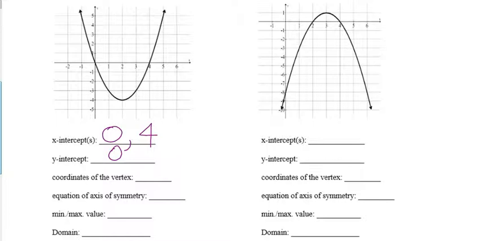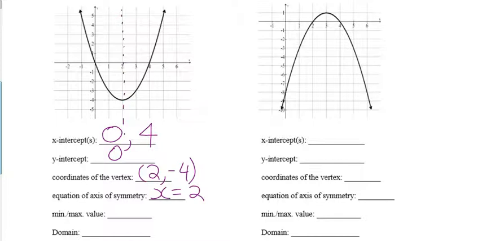Coordinates of the vertex, what are the coordinates of the vertex? 2 and negative 4. Okay, that one we do put in parentheses because it is an ordered pair, right? It's a point. It has coordinates. The equation of the axis of symmetry. X equals 2. So the axis of symmetry is a vertical line that passes through the vertex. Okay, it has an equation which is x equals 2. So for that, we can't just write down 2, right? It's an equation. So it's got to be in the form y equals or x equals, right? That makes it an equation.